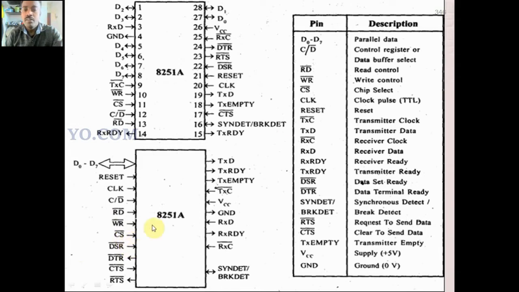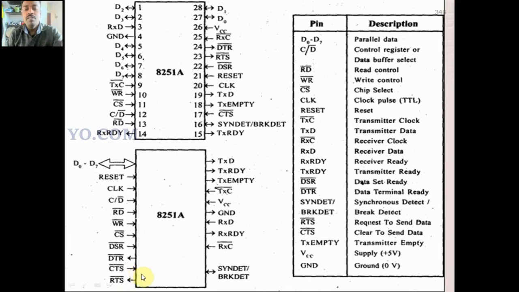Then DSR is present here, that is data set ready. DTR means data terminal ready. These are some control signals used to give the green signal for data transfer. If the device is ready, then it will produce the data. Then CTS, clear to send data. Before sending the data, you have to clear the old data, which is done by this pin.